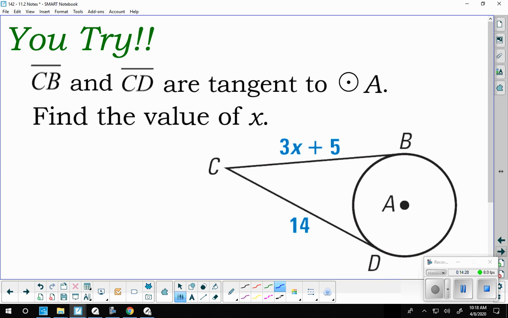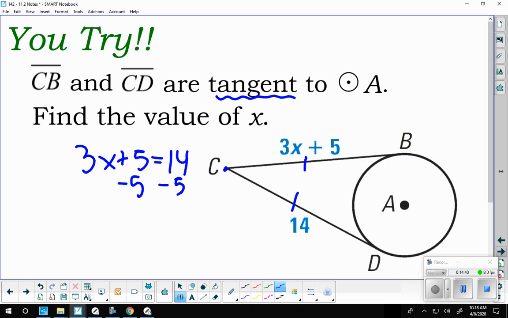All right, they're both tangent to circle A. They both meet at point C, so therefore these are equal. So to find the value of x, I can set them equal because they're congruent. And we get x equals 3.